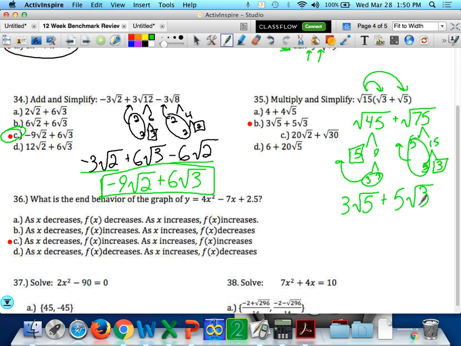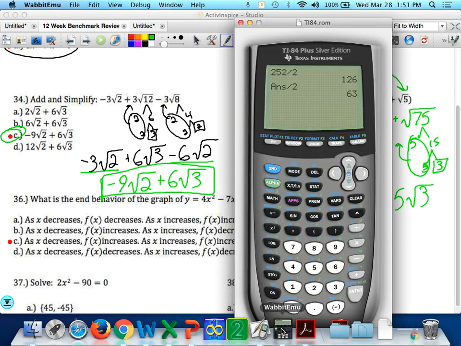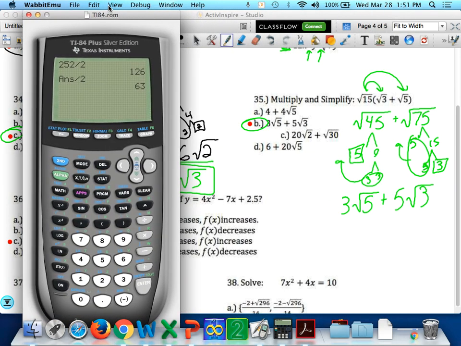And those won't combine. Please do not combine those tomorrow, guys. Please don't. If the radical isn't the same, they cannot be added or subtracted. Okay? So it leaves us with option B. What does Mr. Sorrell mean when he keeps saying you can put it in the calculator and check the ugly decimal? Let's take a look.